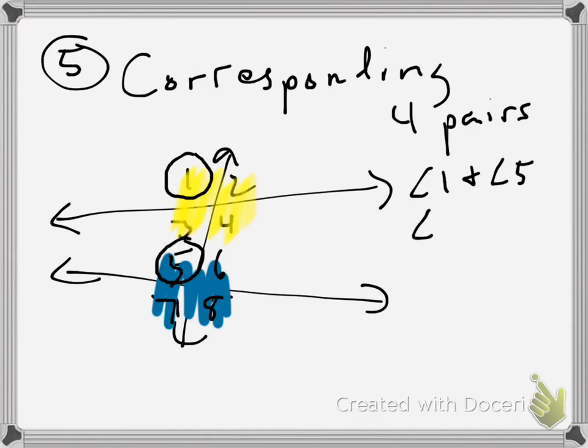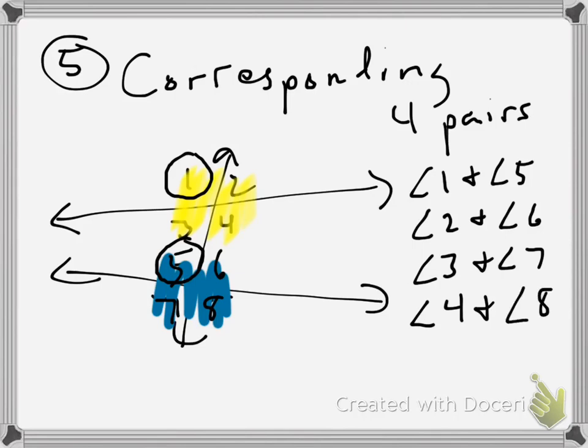Now it would also follow then that angle 2 and angle 6 are corresponding. Angle 3 and angle 7 are corresponding. And angle 4 and angle 8 are corresponding. Okay? So there's 4 pairs of those. Now the other thing you want to notice here is that with corresponding angles, one angle is interior, one angle is exterior. Whereas alternate interior, they're both interior, alternate exterior, they're both exterior. Corresponding is one of each.